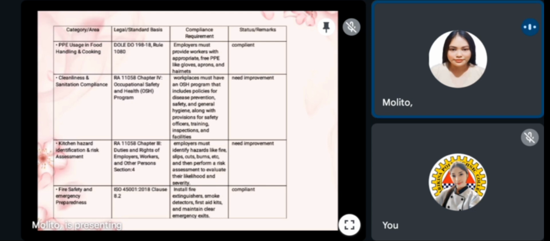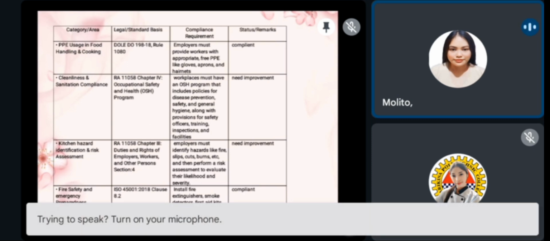The second one, category area, cleanliness, sanitation, compliance. The legal standard basis, RA 11058, Chapter 6, Occupational Safety and Health OSH Program. Compliance requirements, workplace must have an OSH program that includes policies for disease prevention, safety, and general hygiene, along with provision for safety officer, training, inspection, and facilities. Status or remark: need improvement.